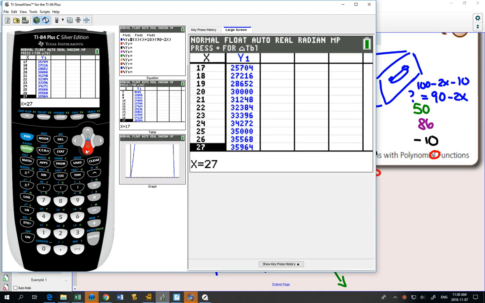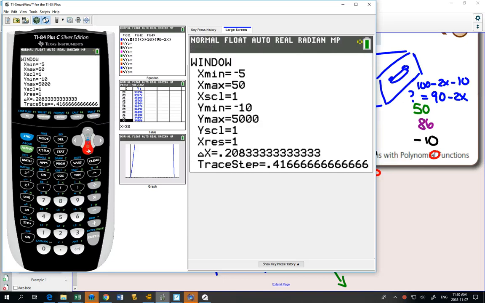You could do zoom fit too, but sometimes the zoom fit will throw it off completely as well. So we want to have just the window that makes sense. It looks like the biggest it's ever getting is around 30. It's at 36,000. So now I can go to my window and maybe change it to 40,000.